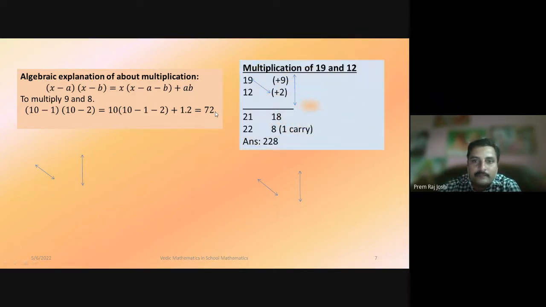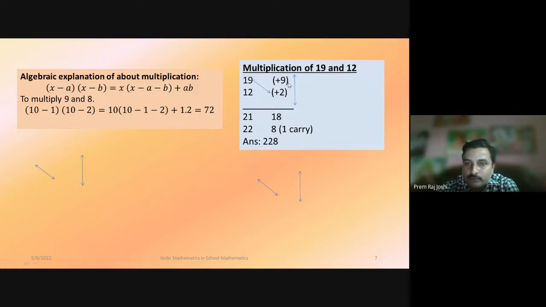Similarly, I'm going to give a few more examples related to this. If we want to multiply 19 and 12, these are again close to the base 10. So we subtract the base from these numbers. Base is 10, so we subtract 10 from 19 and get plus 9. Similarly, we subtract 10 from 12 and get plus 2.